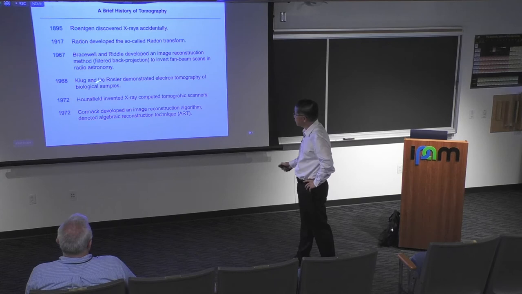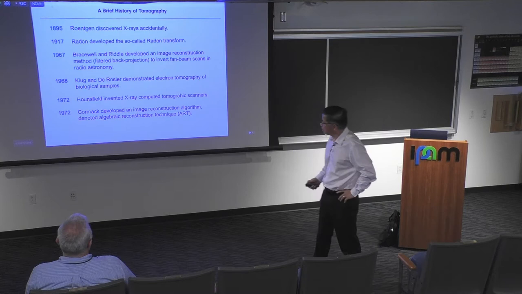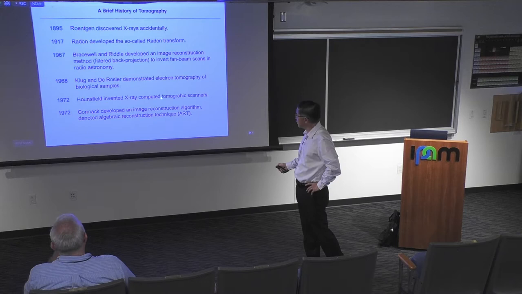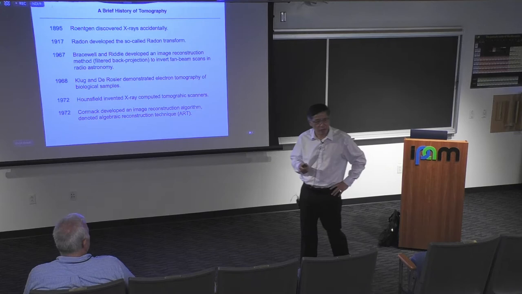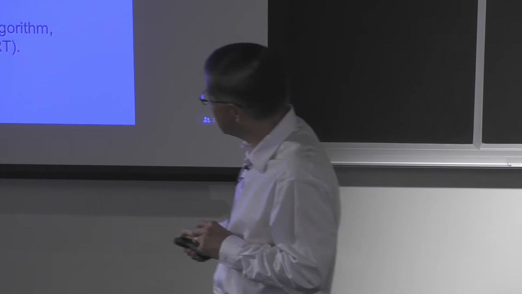And then Aaron Klug and De Rosier demonstrated electron tomography of biological samples. Klug got a Nobel Prize in chemistry, I think in the 1980s or 70s. And then Hounsfield invented X-ray computed tomography scans, and Cormack developed image reconstruction algorithms, a reconstruction algorithm from projections to get an image, a 3D structure. They also got a Nobel Prize in physiology or medicine.